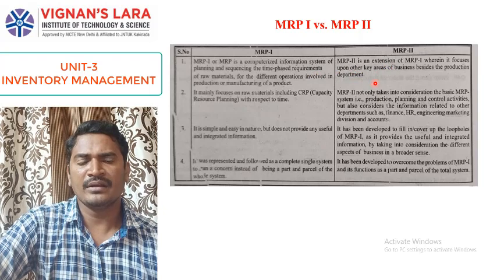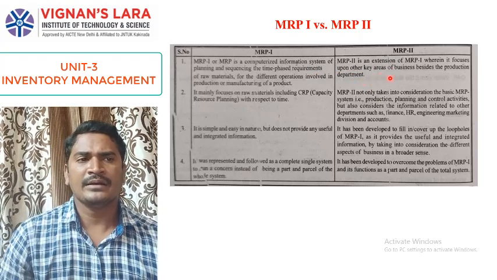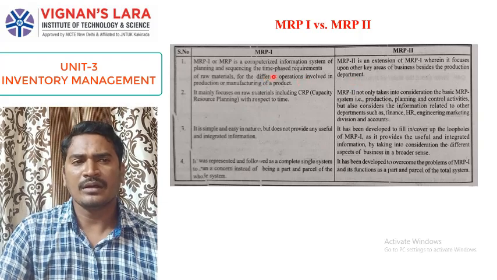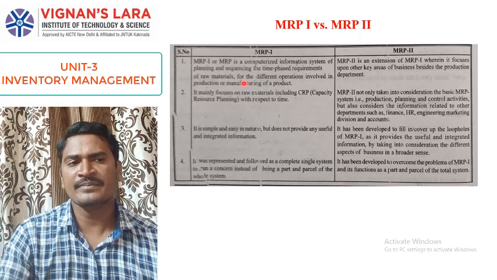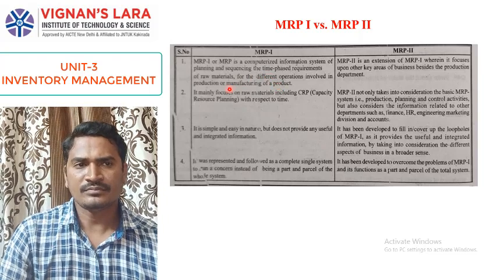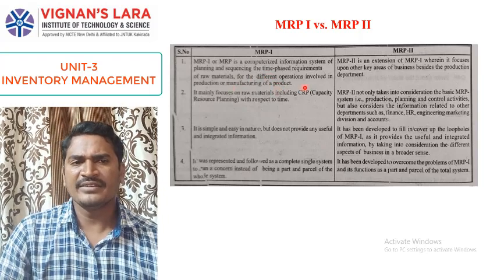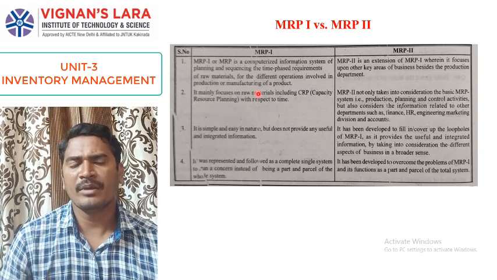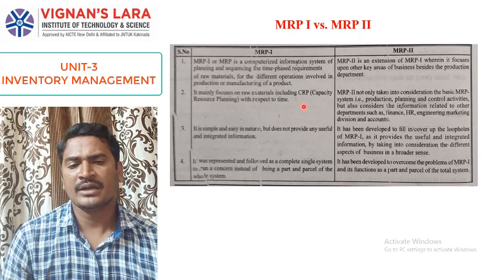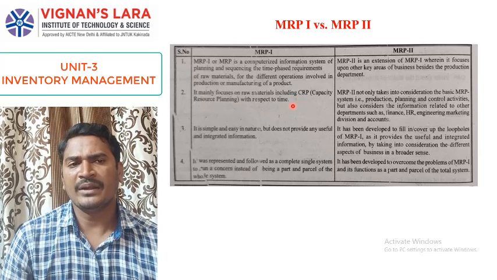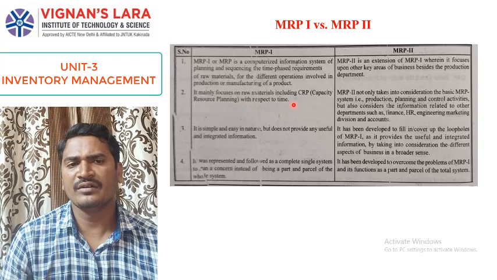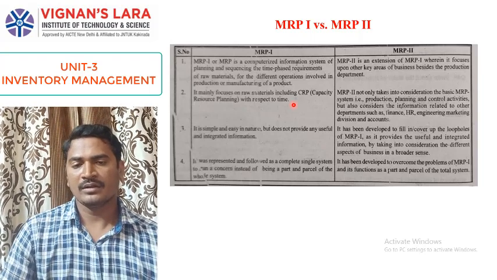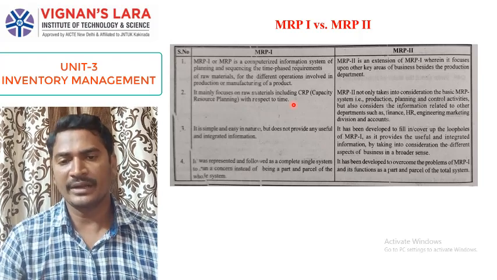And coming to manufacturing resource planning, it is an extension of material requirement planning, and it focuses upon other key areas of business besides the production department. And here the time-phased requirements means the raw materials for the different operations involved in the production or manufacturing of a product. And the second one is it mainly focuses on raw materials, including capacity resource planning with respect to time. Here, based on the time, we are going to procure the materials.